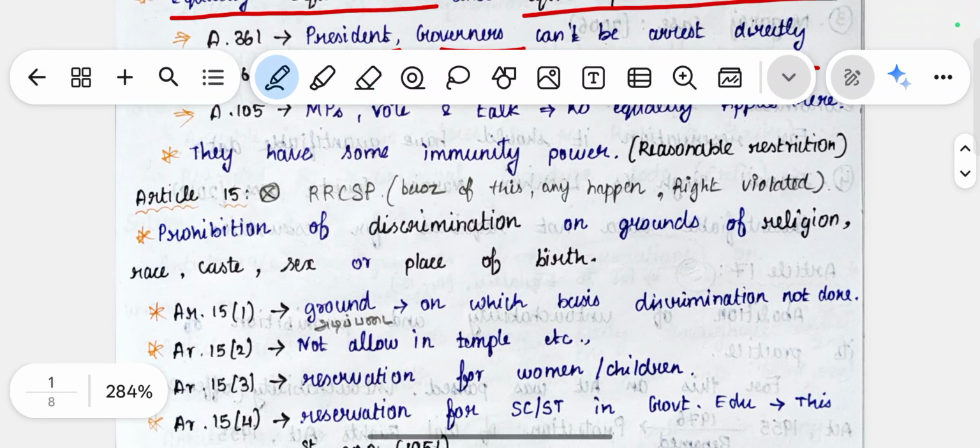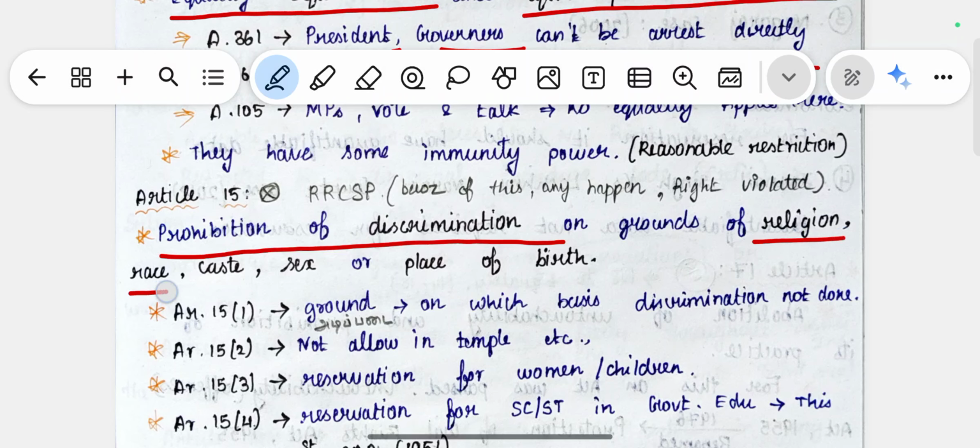Next one is article 15. Article 15 is the prohibition of discrimination on grounds of religion, race, caste, sex or place of birth. For example, a particular person is not to be differentiated because of their religion, race, caste, sex or place of birth. On these things, a person should not be differentiated from one person to another. There are some other things inside this article. Article 15 clause 1 talks about the grounds on which discrimination is not done. On the basis of religion, race, caste, sex or place of birth, discrimination should not be done, which is talked about in article 15 clause 1.